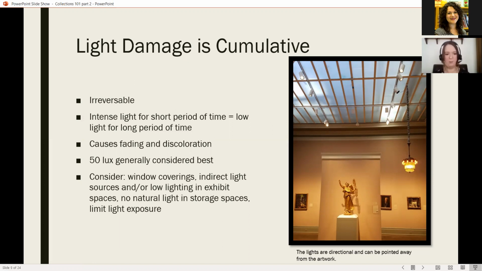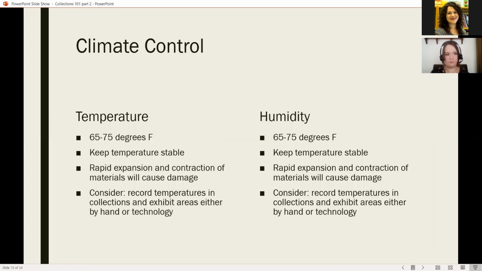Another thing to keep in mind is if you can eliminate light entirely in your collection storage spaces, so areas where your collections are not on exhibit, wherever you keep the items that are out of rotation, just eliminate light entirely. If you're not in there working with them, just turn the lights off. Don't let any light in there. And that'll help improve the longevity of items.